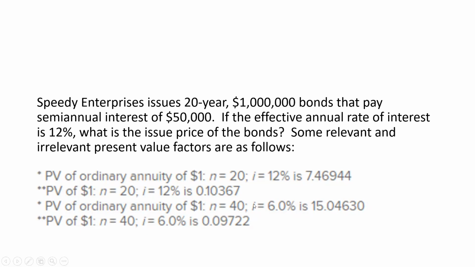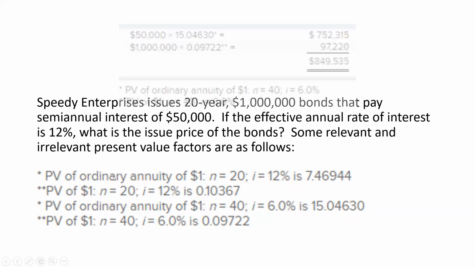So we know we're going to use one of these. Well, we're going to use both of these where the periods are 40. And the reason we're using 6% interest is because they're getting 12% a year. They're getting 6% the first time, 6% the second time. We do not need either one of these top 2 present value factors.